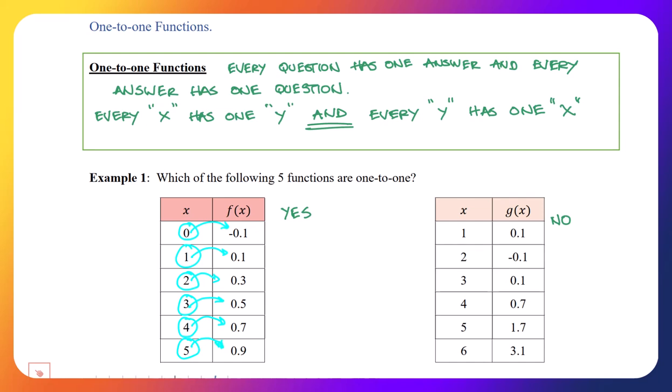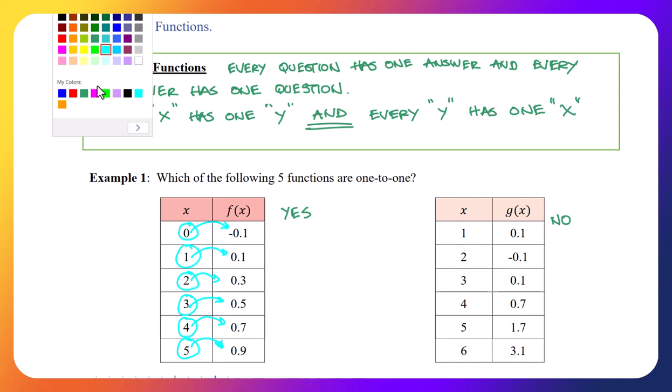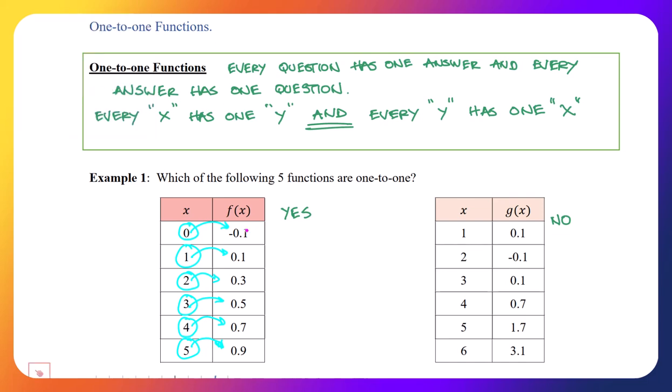But if we go backwards, this y value only has that x, this y value only has that x, this y value this x, this y value this x, this y value this x, and this y value this x. So this is a one-to-one function.